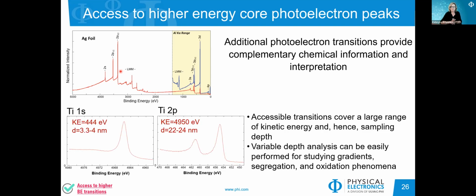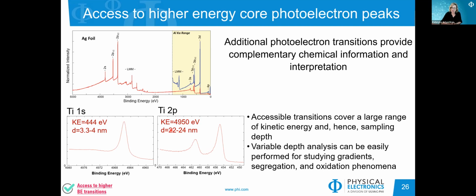If you have multiple transitions now, you can think of creating a chemical depth profile without any tilting or without any sputtering. So here's an example of using two different transitions for titanium material. Titanium 1s has a really high binding energy, almost 5,000, so it has really low kinetic energy, and it comes from really shallow, surface sensitive depths of approximately 3.5 nanometers. While titanium 2p has really high kinetic energy, so we're now sampling up to 24 nanometers.